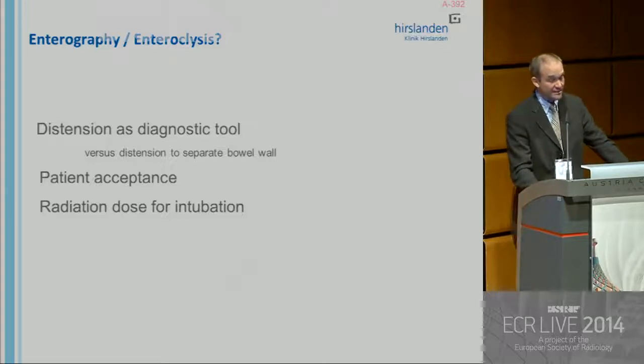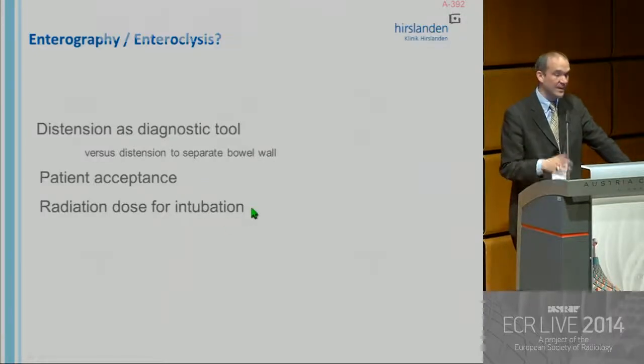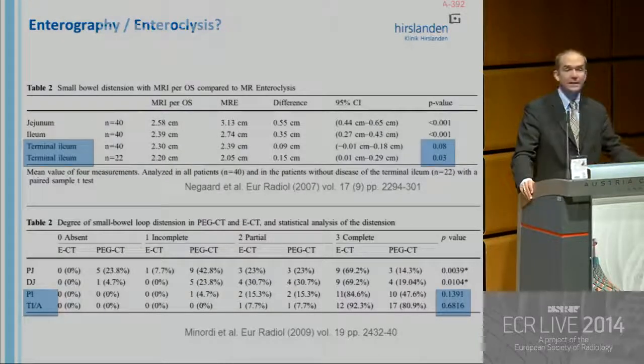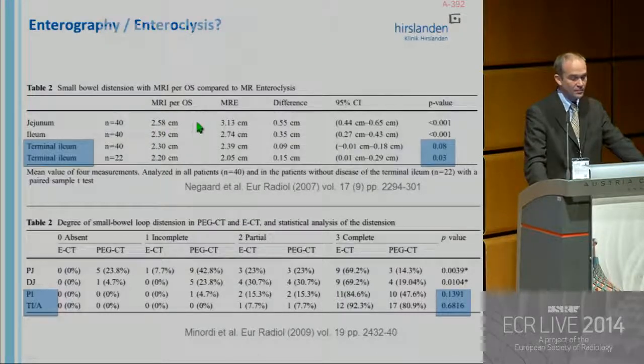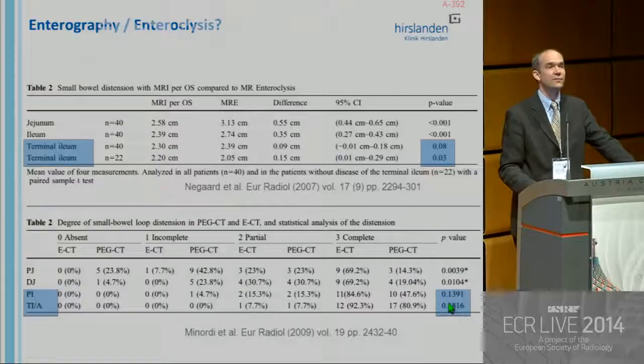If you ask the patients, I think it's quite clear that they prefer to drink. Again, if you need the intubation, it uses ionizing radiation. If you look at data, it's quite interesting on the side that if you compare peroral enterography and enteroclysis, especially at the terminal ileum, there where it should be most important, you don't have a significant difference between the two. Again, there are two different papers, and both of them didn't find a significant difference if you use enteroclysis or enterography at the level of the terminal ileum.